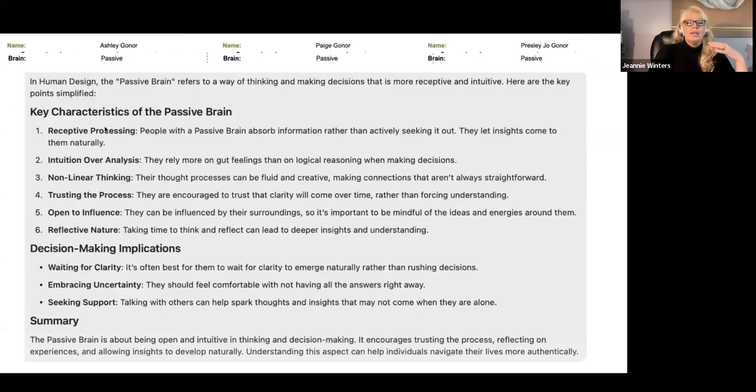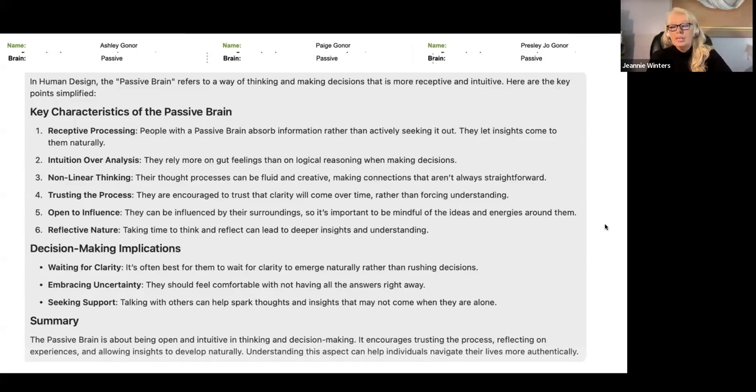So because you have a passive brain, I just put the one definition on here since everybody has the same thing. In human design, the passive brain refers to the way of thinking and making decisions that is more receptive and intuitive. Here are the key points simplified. So the passive brain is, you have receptive processing. People with a passive brain absorb information rather than actively seeking it out. They let insights come to them naturally.